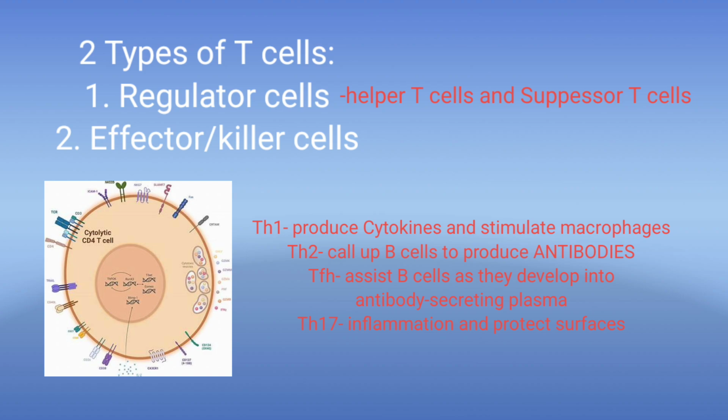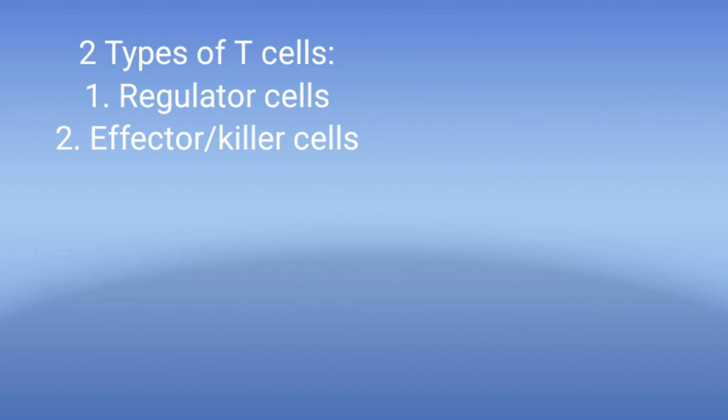The third one is the TFH, also called T follicular helper cells, and it assists the B cells as they develop into antibody-secreting plasma cells located in our lymph nodes. The last one is the TH17, which is involved in inflammation and protects the surfaces of our bodies, such as our skin and the intestinal lining, against bacteria. The suppressor T cells turn antibody production off.